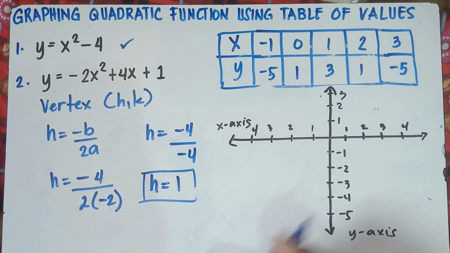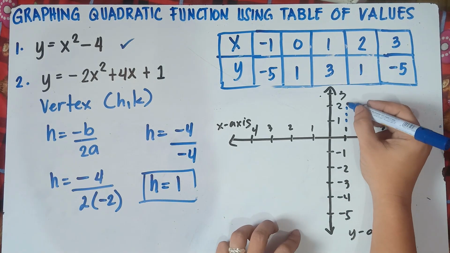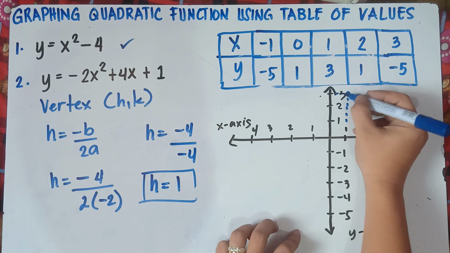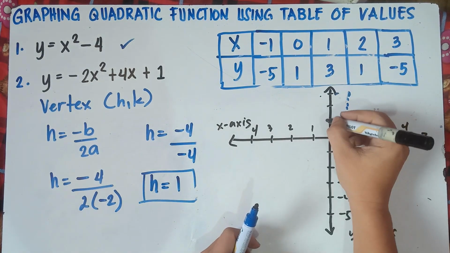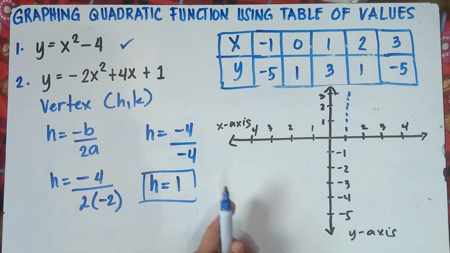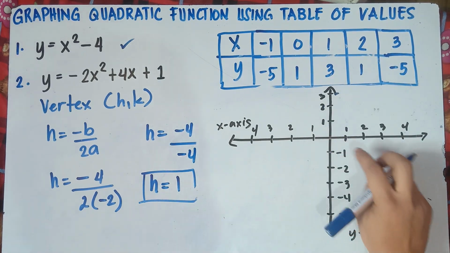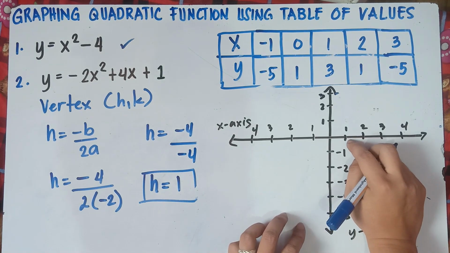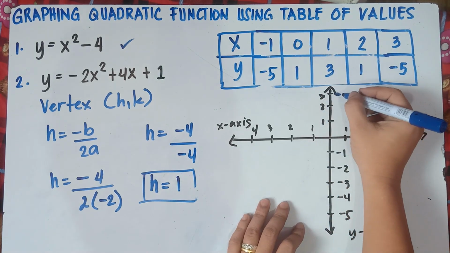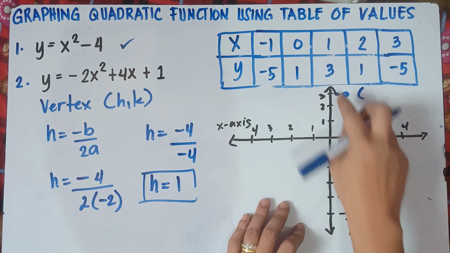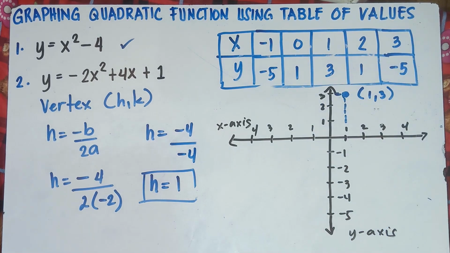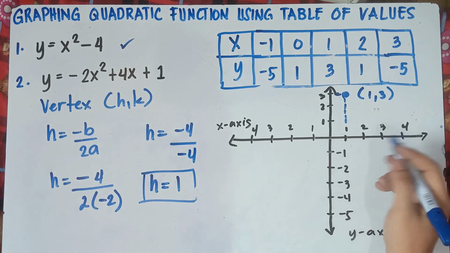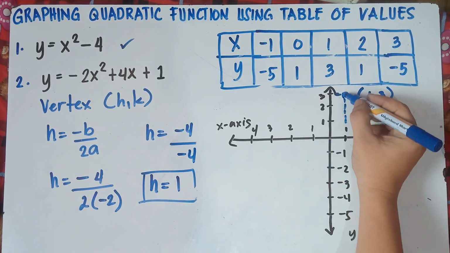So this will be our graph, class. Positive 1 for x, then positive 3 for y. If you're good at this, you can just simply find the x value. So x is 1, then y is 3. So this will be your point. That would be 1 for x, then 3 for y. You can just look at the Cartesian plane, then 1 for x, then 3 for y. This will be your point.